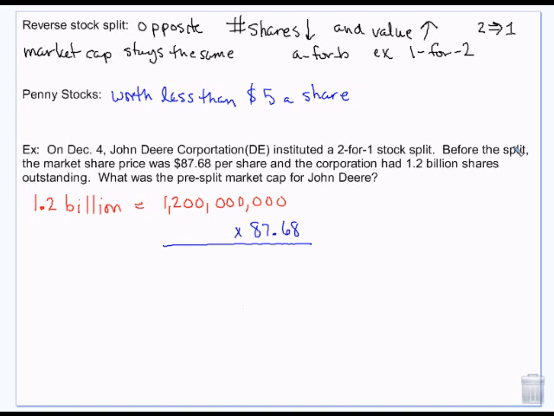Now, because I am just that brilliant, I'm going to go ahead and do this in my head. Kidding. So the value of the John Deere stock was $105 billion. Well, $105,216,000,000. Okay, this is the market cap pre-split.